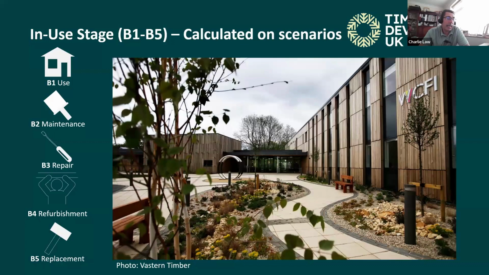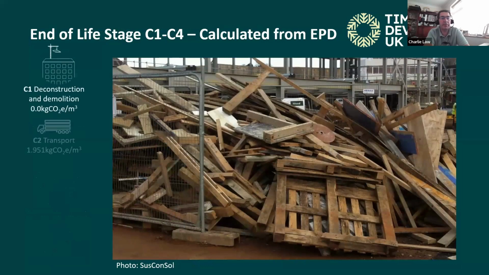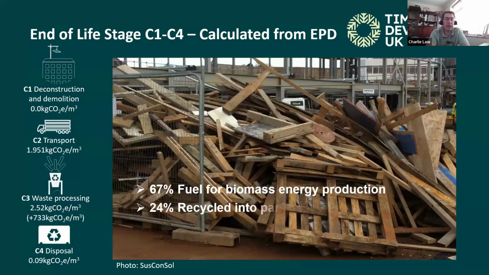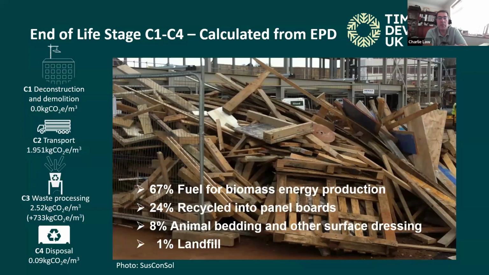But if they're using some softwood that they know is only going to last 30 years, and they're expecting to replace that after 30 years, then they'd have to include some information in there for that maintenance, repair, replacement. And then they'd have to include something for the end of life stage. And what we're suggesting is that they use the figures that we've got at the moment within some of the TDUK papers, which show the current end of life routes for most timber. So, like I say, most stuff actually goes for biomass at the moment. About a quarter goes into panel boards, some goes into animal bedding, but very little, next to nothing, goes into landfill.